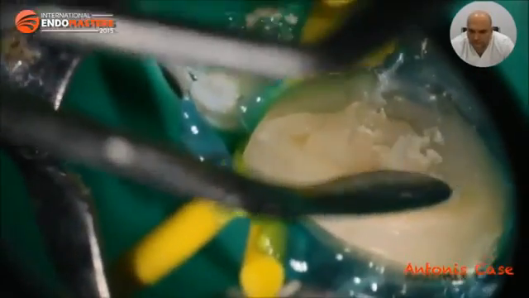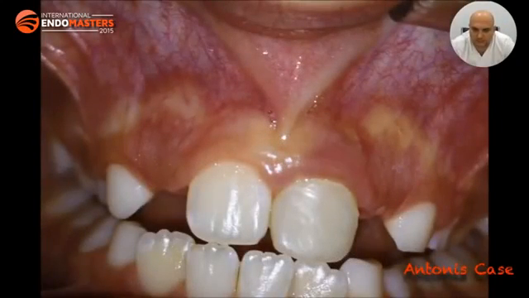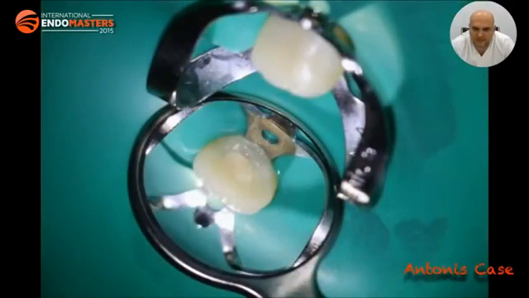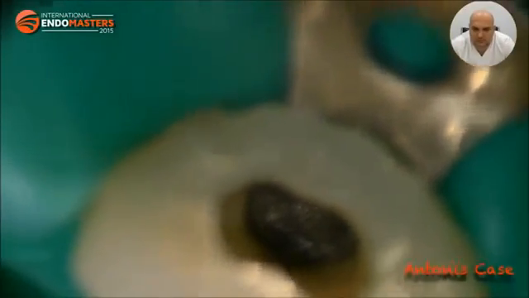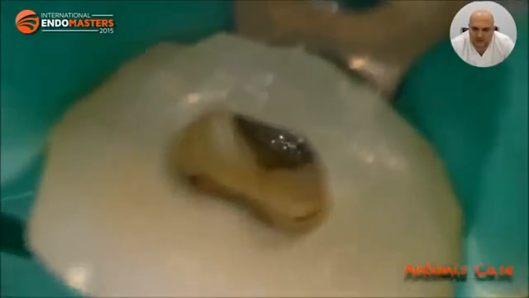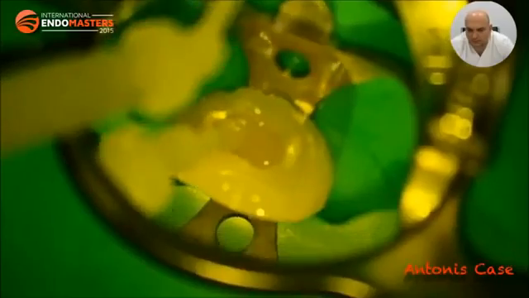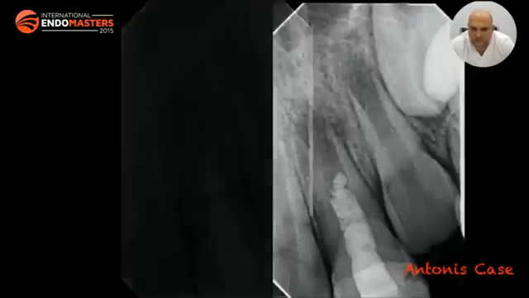Temporary restoration, glass ionomer restoration. This is my postoperative radiograph of my efforts here in Antonis' case. This is the clinical view 15 days later. I'm assessing again, removing the glass ionomer temporary restoration, and this is the image I got of the MTA. I'm checking the setting of the MTA. The MTA seems set, although it turned out to be black and discolored, and I perform the final composite restoration.